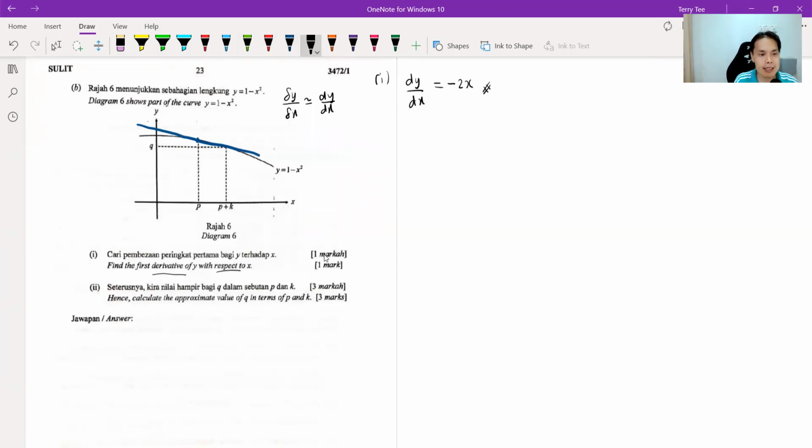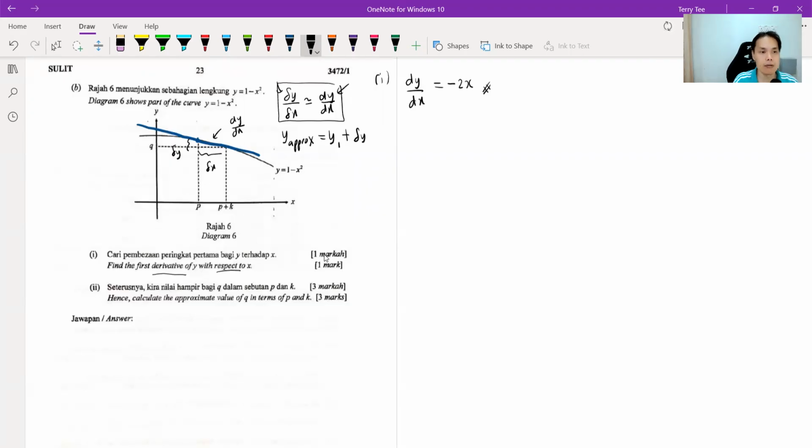Now, the gradient of tangent at P, we can find by substituting your x value, which is P, inside. That's your dy dx. Then you can find your delta y. Delta y means small change in y. To find the approximate value of y, we need to find the initial value of y plus delta y. So this is your delta x actually. This is your delta y. When your delta x is small, the gradient dy dx is approximately the same as gradient of delta y over delta x, right? Which is this formula here.